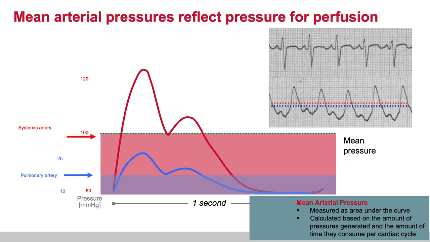So just as a reminder, the mean arterial pressure you see here as the green dot for systemic and as the blue line for pulmonary artery, that mean arterial pressure actually is a measurement of area under the curve. And it is calculated based on the peak pressure and the time spent in the cardiac cycle. And mean pressure is what keeps your coronary arteries, your cerebral arteries, your renal arteries, oh my goodness, every artery open. We care about the mean pressure because it maintains arterial opening. And when we can maintain our arteries open effectively, we can move blood forward more effectively.